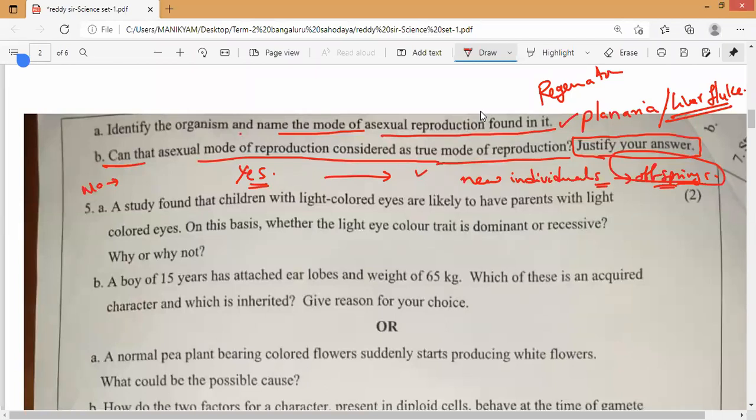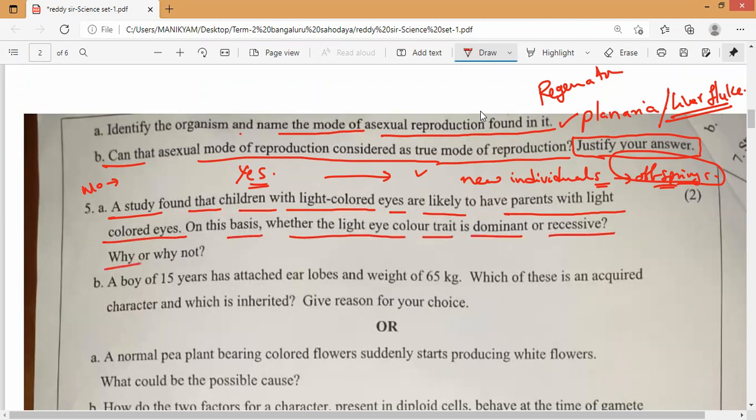Okay. So now, this is the next question regarding heredity. It is very important. You can see a study found that children with light colored eyes are likely to have parents with light colored eyes. On this basis, is the light eye color trait dominant or recessive? Why or why not? Anybody tell me? Yes, please.